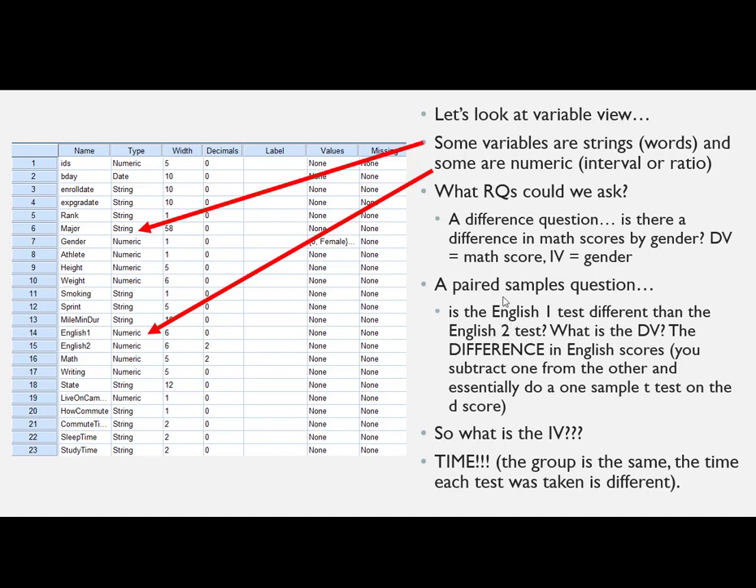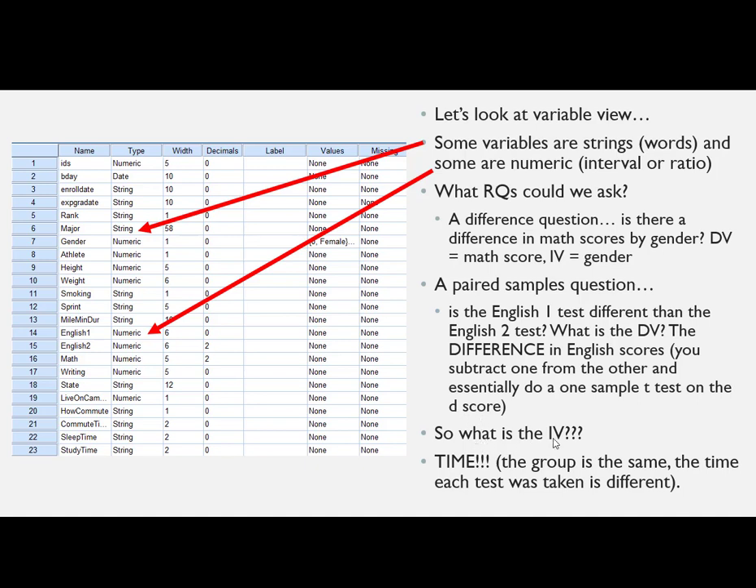But we're looking at two continuous variables. So let's just consider which research questions we could ask based on the tests we've learned so far. A difference question could be, is there a difference in math scores by gender? So our dependent variable is math score and our independent variable would be gender. A paired samples question would be, and I've already said this in the hypothesis, is the English 1 test different than the English 2 test? So the DV is the difference in English scores.